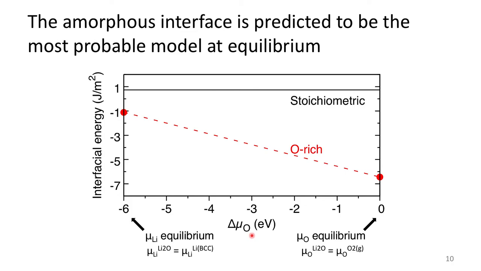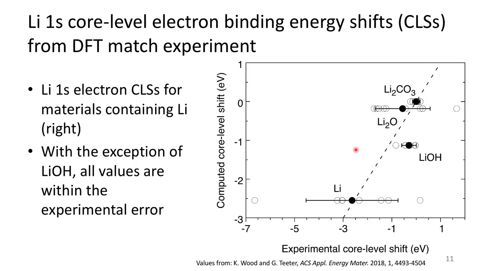So now if we look at the values, we see that the oxygen-rich interface is always negative, whereas the stoichiometric interface is always positive. So the oxygen-rich interface is energetically preferred, and it's also more favorable than separating the interface into bulk lithium metal and lithium oxide. If we include the amorphous interface, it's lower in energy than both crystalline interfaces and is thus the most probable model under equilibrium conditions. Now let's assess the electronic structure of the Li2O interface.